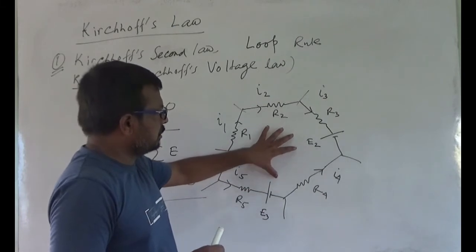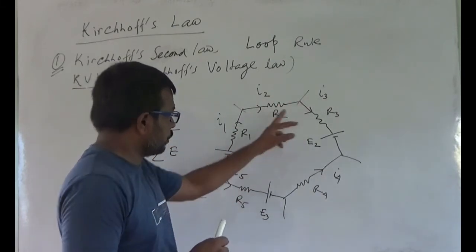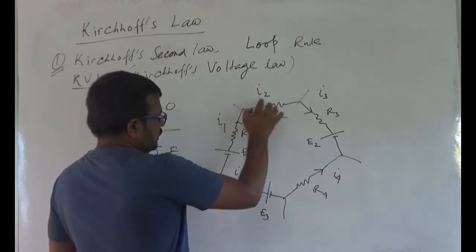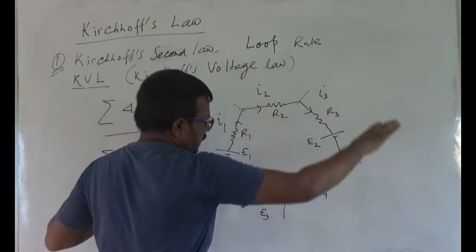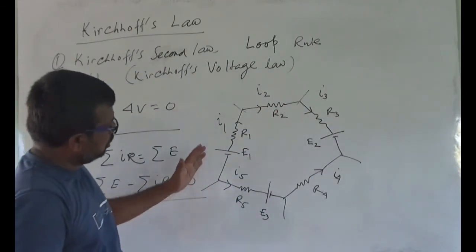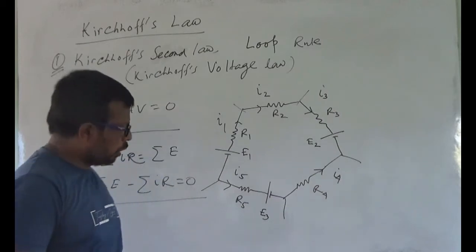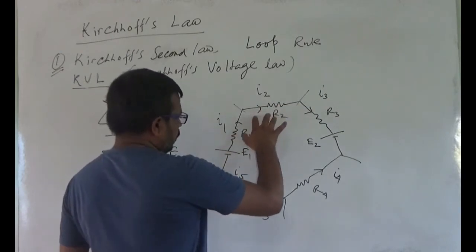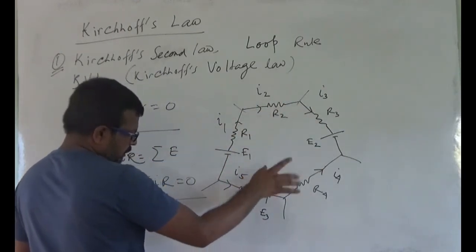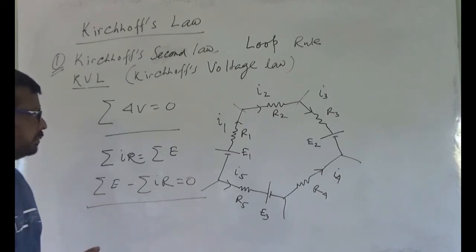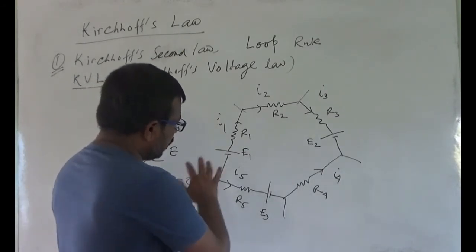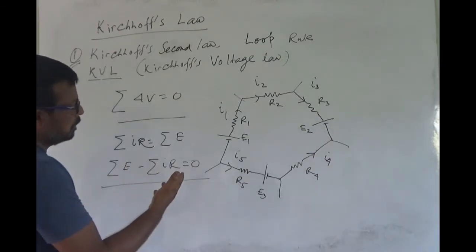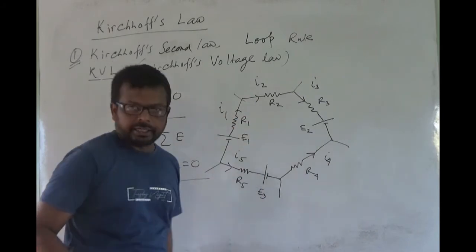We have taken a closed loop. This is a closed loop of a complicated network. That means this is not the whole network. There may be more components or more circuits surrounding this. In this closed loop there are 3 cells, E1, E2, E3, and there are 5 resistances, and each resistance is associated with a current, and those currents are given here.